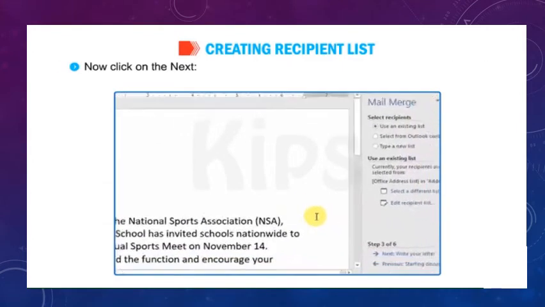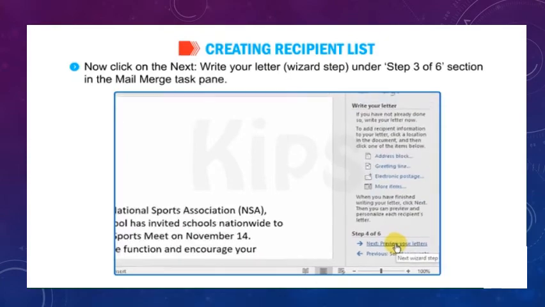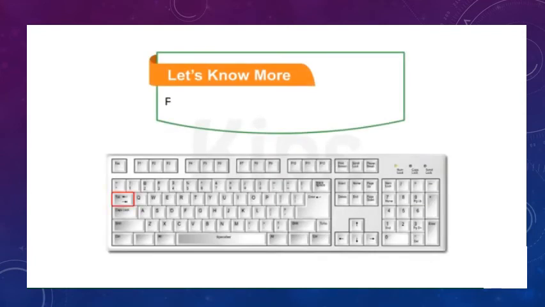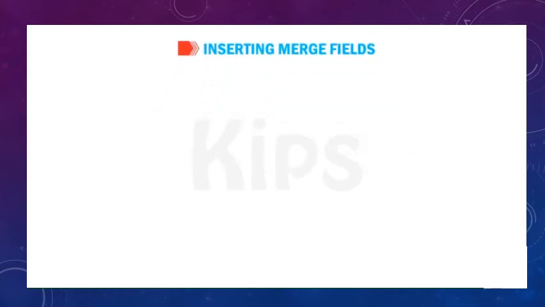Now click on the Next: Write your letter wizard step under Step 3 of 6 section in the Mail Merge task pane. Let us know more. Press the Tab key to move between fields while typing the information. We will now find out how to insert merge fields.